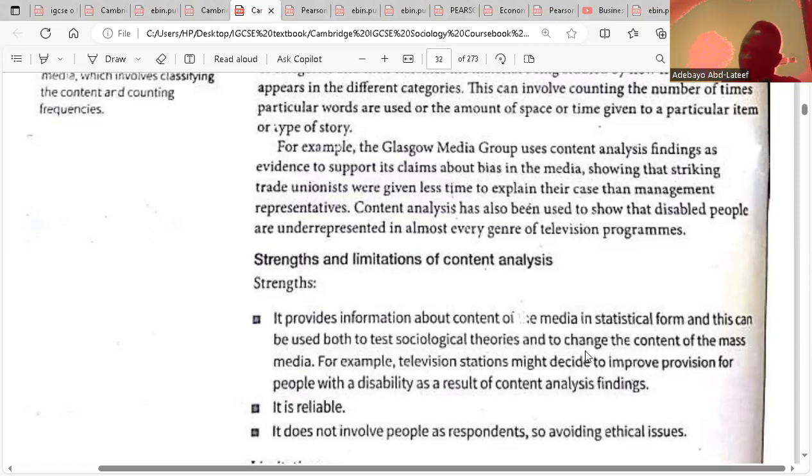That's the first thing. The second one, it is reliable as it can be repeated. We said they continue to talk about the same topic frequently. So that means it's repeated. So that means it brings reliability. The third point, it does not involve people as respondents. So it does not have any ethical issue.